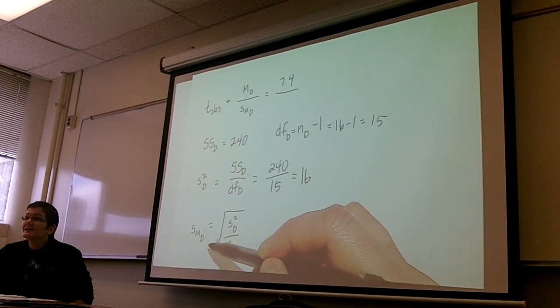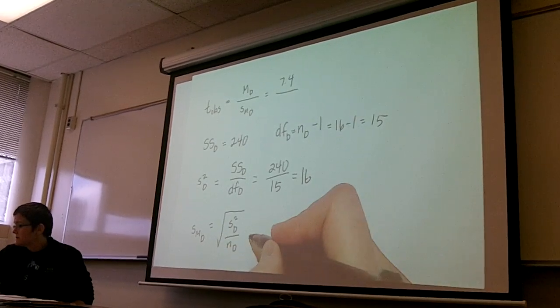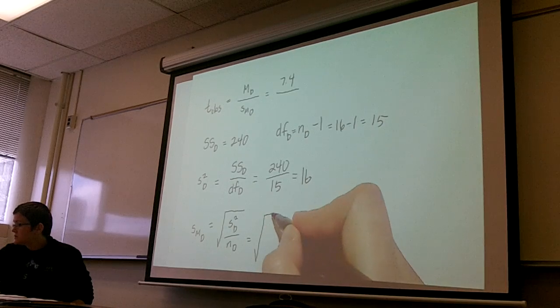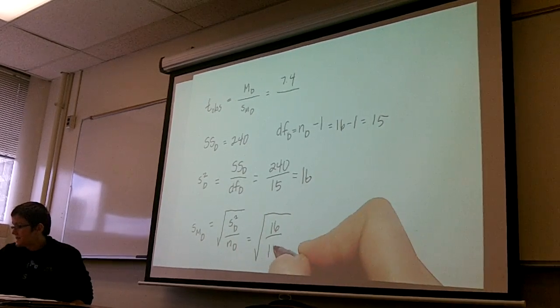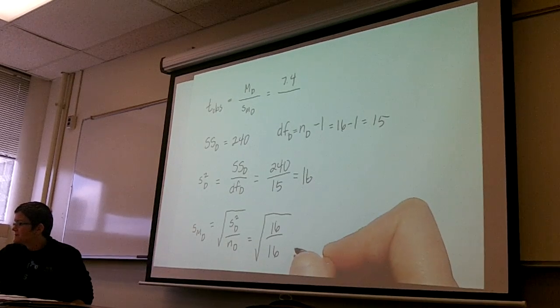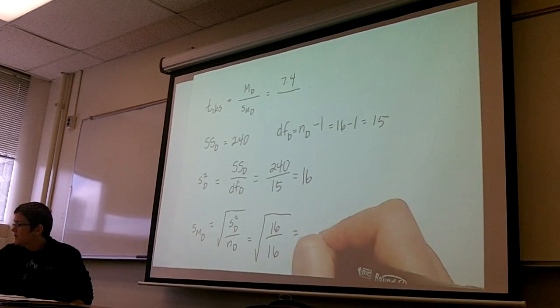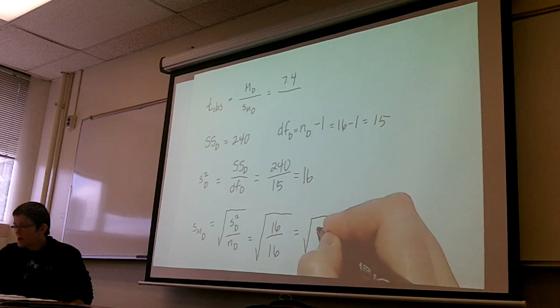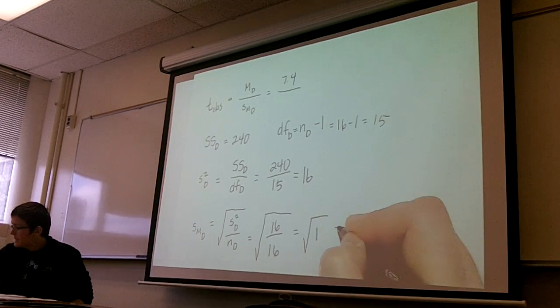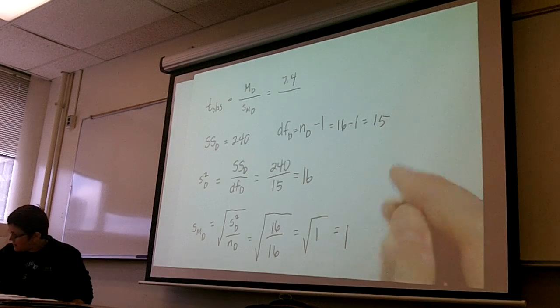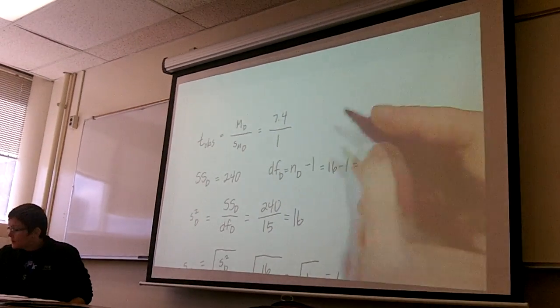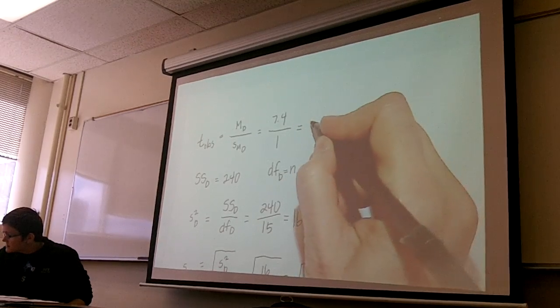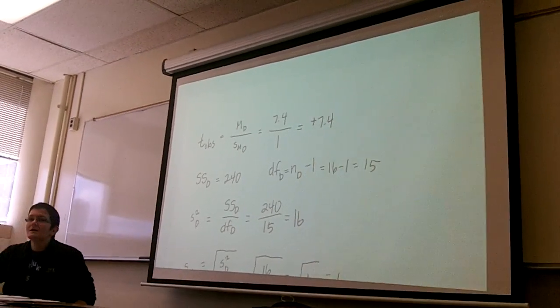So now we've got to calculate that estimated standard error of the different scores. So that's a square root now of 16 over 16. It's amazing. The square root of 1 is 1. So now I know that this up here is 1, which means that T observed is 7.4.